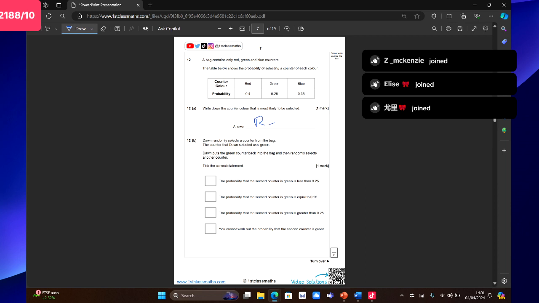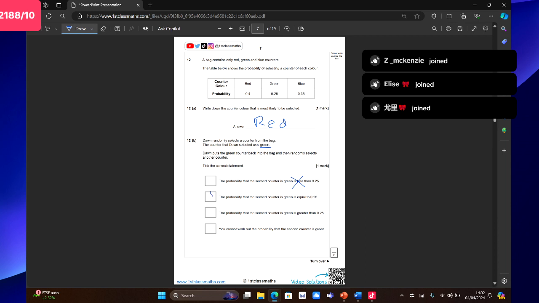Next part. Dawn randomly selects a counter from the bag. The counter that Dawn has selected was green. Dawn puts the green back into the bag and then randomly selects another counter. Tick the correct statement. The probability that the second counter is green is less than 0.25. That's not true, because she has replaced it, so she's put it back. So the probability here hasn't actually changed. The probability of the second counter being green is 0.05. Yep, so that's going to be correct.